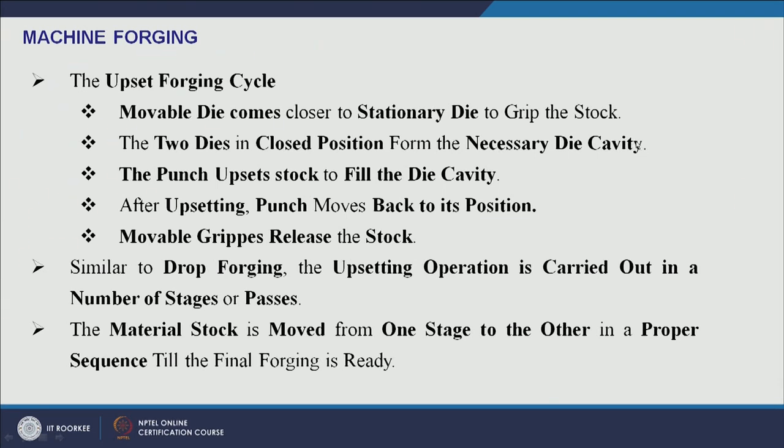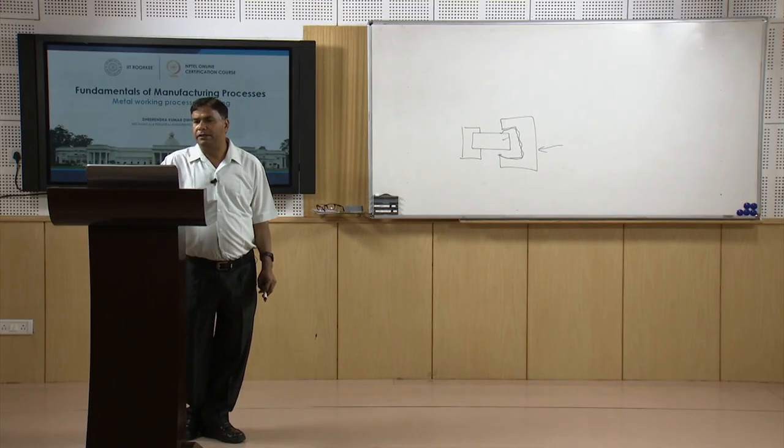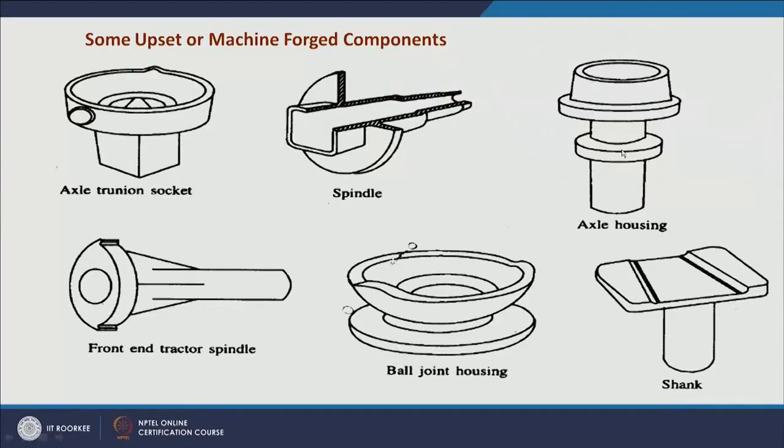So, as per the complexity of the shape, different stages can be followed. These are the different products which can be made having one end of a smaller cross-sectional area than the other end, and these kinds of shapes can be made easily using the machine forging process.